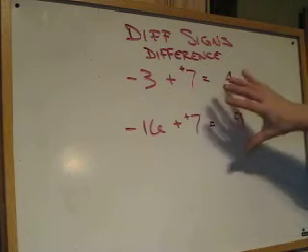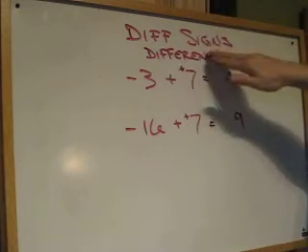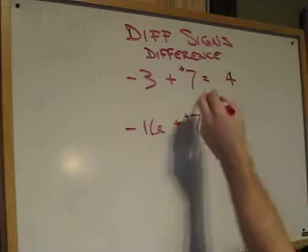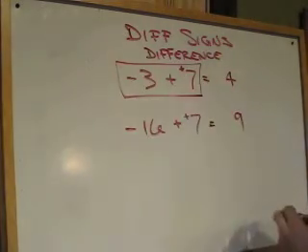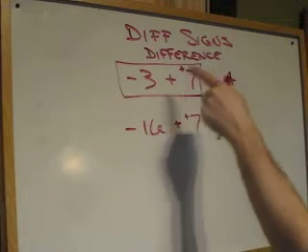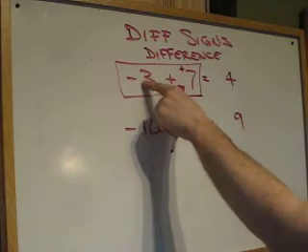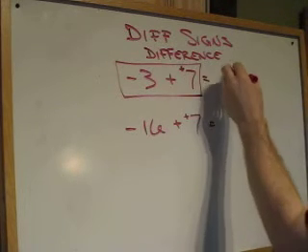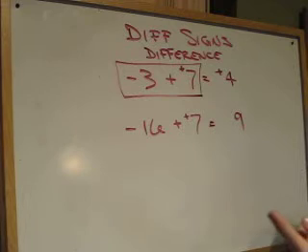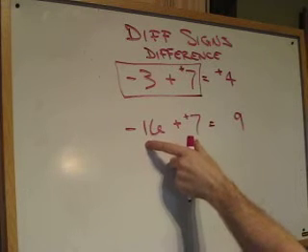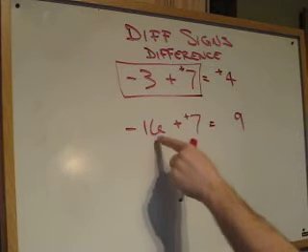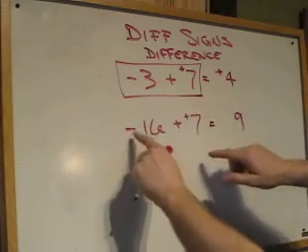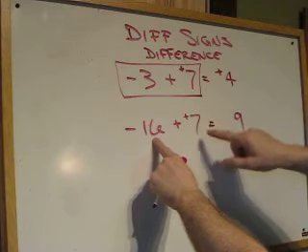Alright, so that's the first step. Take the difference. If the signs are different, take the difference. Then you put the sign of the largest number on the answer. In this case, I've got a negative on the 3, a positive on the 7. Well, the 7 is bigger than a 3, so I'm going to put the positive on my answer there, and I'm done. Here, I'm going to look at these two numbers. Which of these two numbers is bigger, the 16 or the 7? Again, don't worry about the signs. I'm not saying is negative 16 bigger than positive 7.